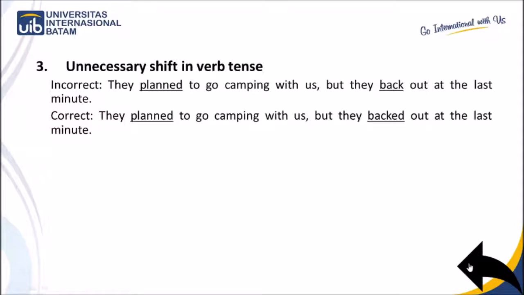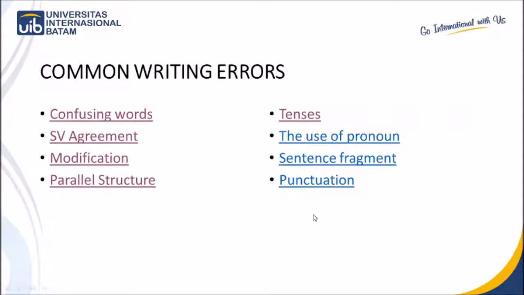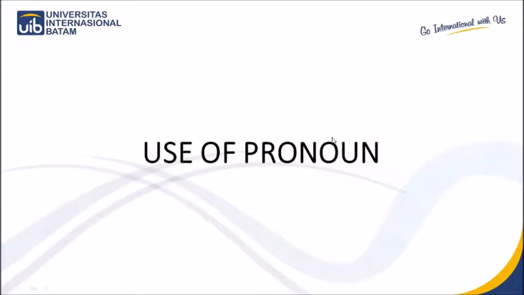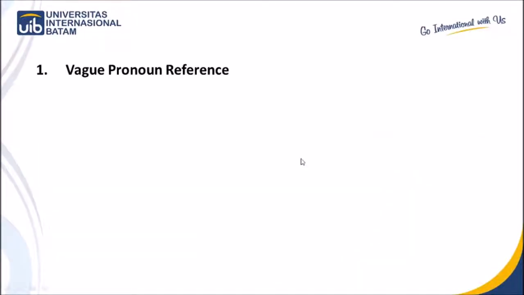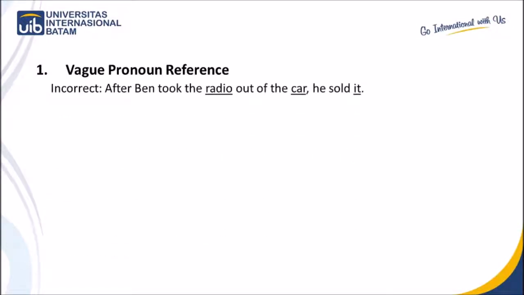And then let's go to the next error, which is the use of pronoun. The first one is vague pronoun reference. So let's look at the example. "After Ben took the radio out of the car, he sold it." In the sentence, it is not clear which one the pronoun it refers to. Is it the radio or is it the car? So we can make the sentence as "Ben sold the car after he took the radio out of it." So now the pronoun it clearly refers to the car.